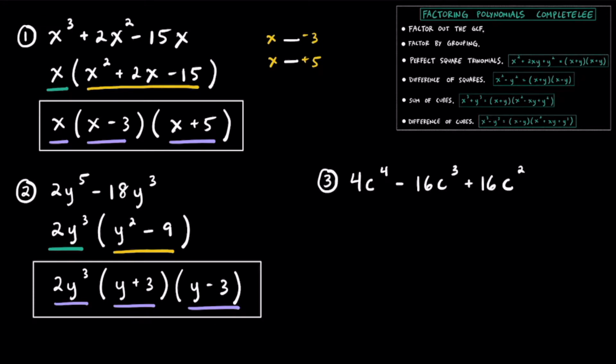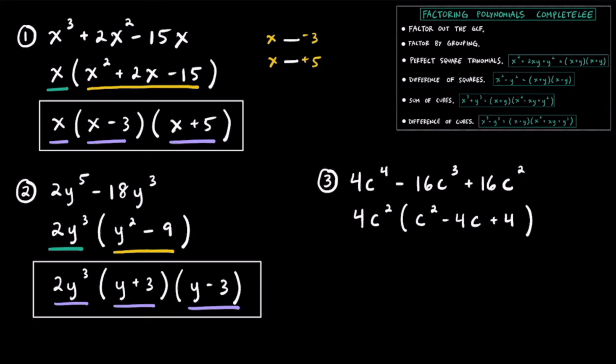For a third example, let's try 4c to the 4th power minus 16c to the 3rd power plus 16c to the 2nd power. Looking at all 3 of these terms, notice that they all have a 4 as a common factor, and they all have 2 c's inside of their terms as well. So factoring out 4c to the 2nd power, we're going to be left with c squared minus 4c plus 4.